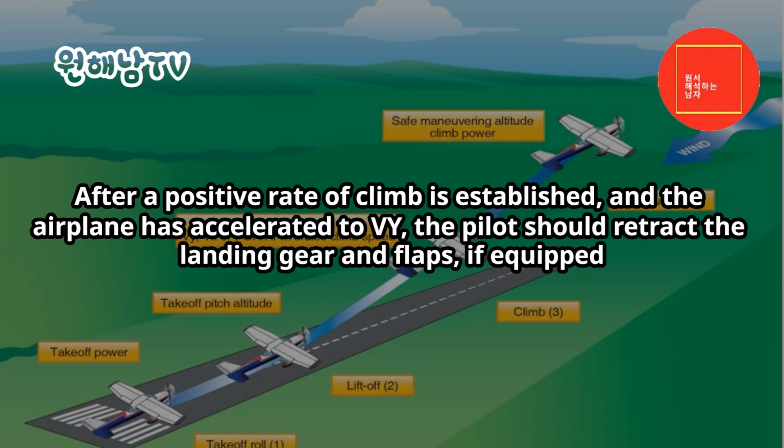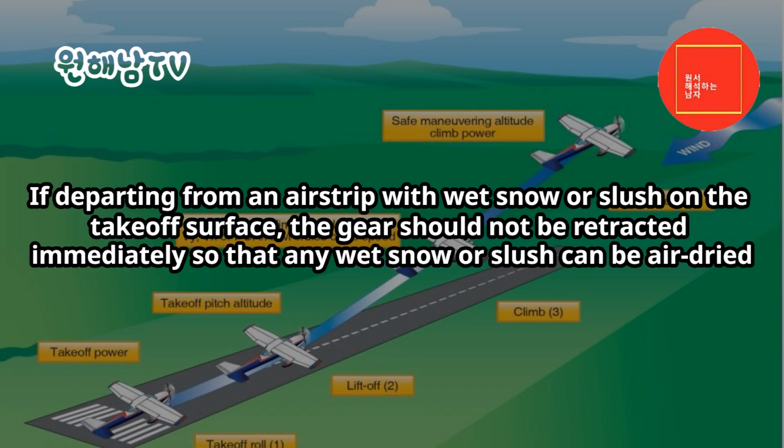Initial climb. After a positive rate of climb is established, and the airplane has accelerated to VY, the pilot should retract the landing gear and flaps, if equipped. If departing from an airstrip with wet snow or slush on the takeoff surface, the gear should not be retracted immediately so that any wet snow or slush can be air-dried.